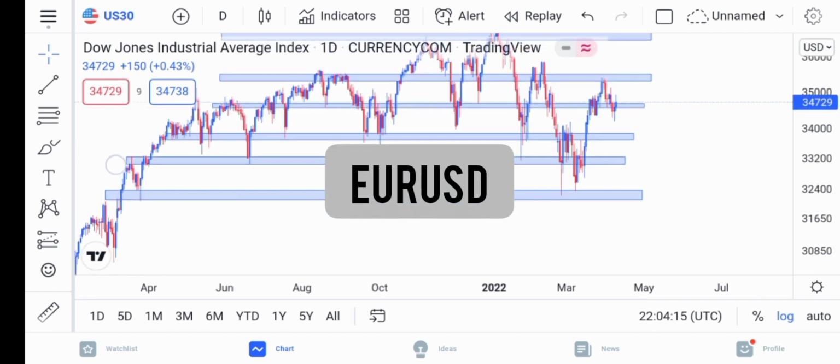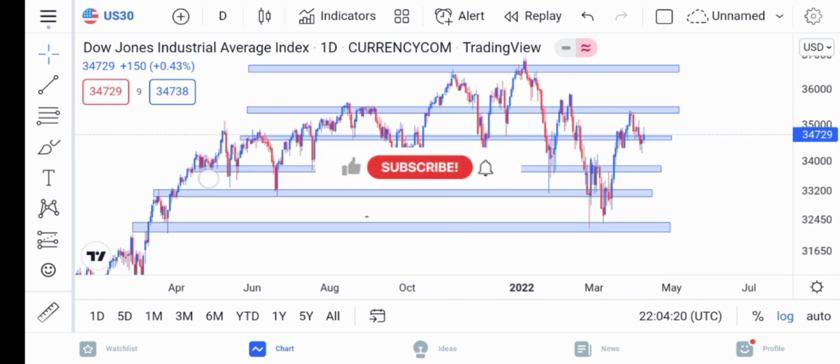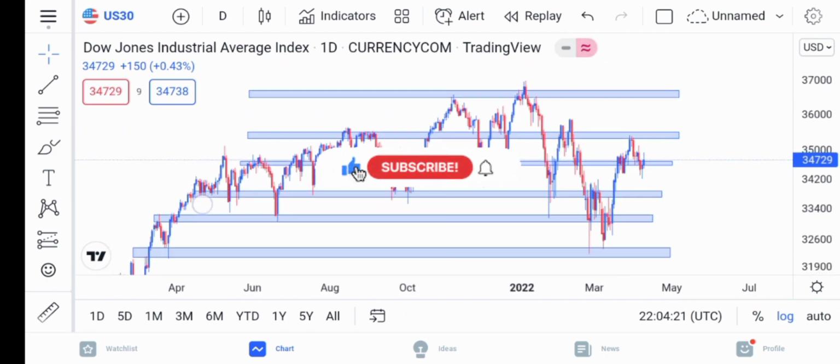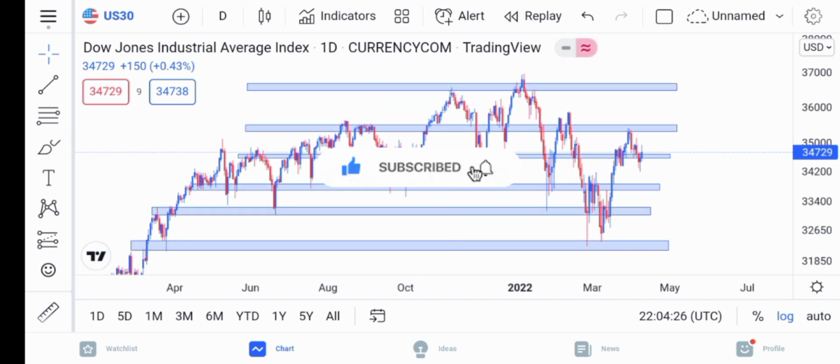Currently the time is 12 o'clock right now. The markets are already closed and it's raining right now. So yeah, without wasting time, let's get into it.